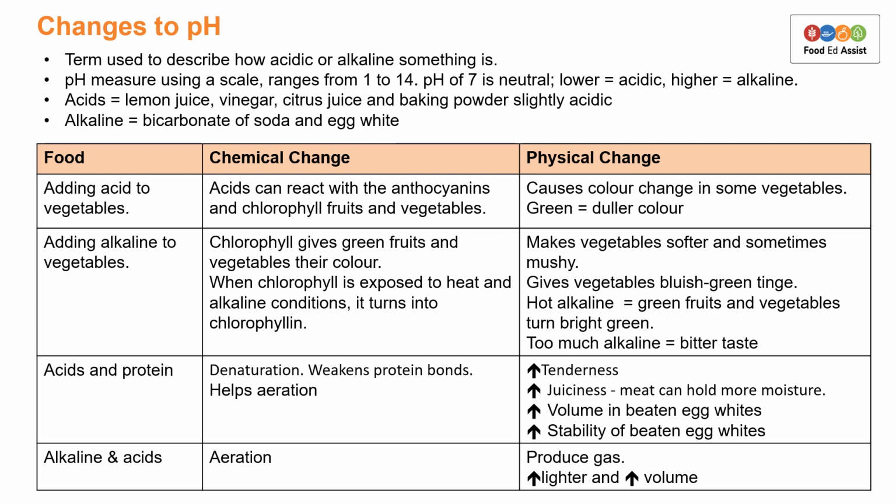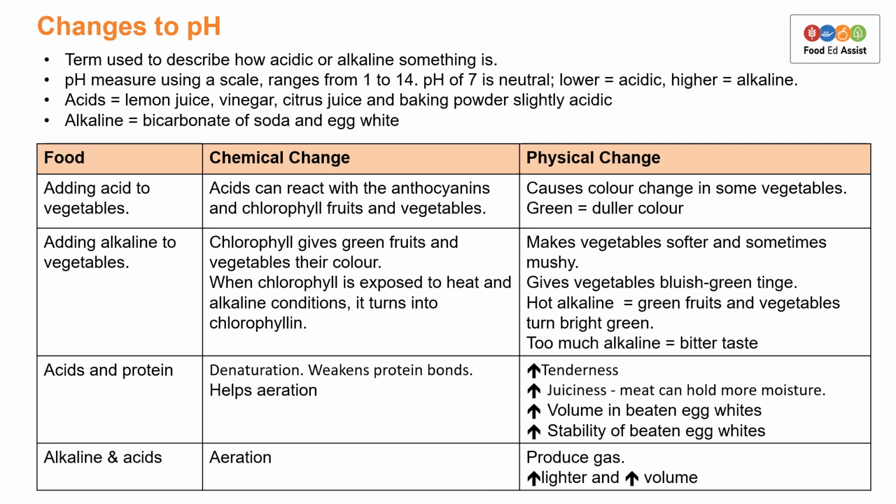Acids are lower than 7. So they are lemon juice, vinegar, citrus juice, and baking powder. Baking powder is slightly acidic. Alkaline ingredients are bicarbonate of soda and egg white. So that means they have a pH greater than 7.